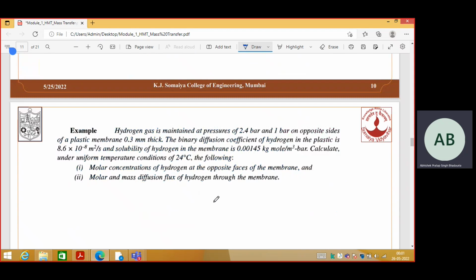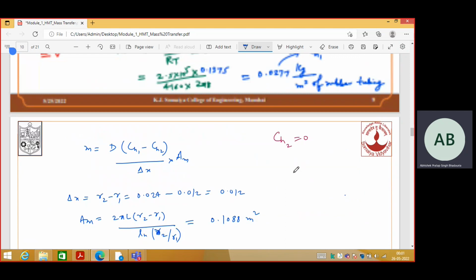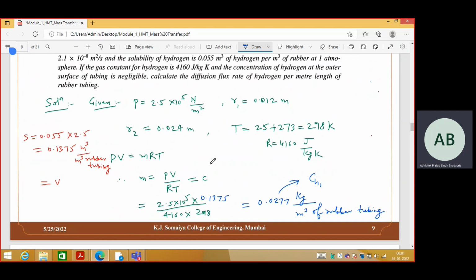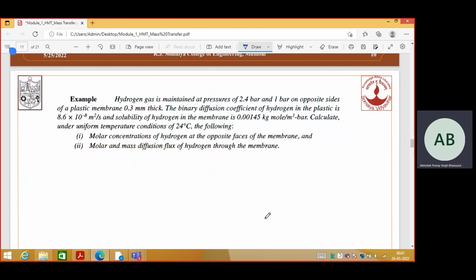Now let's see the second one. Next problem. The problems are very simple. These are formula based problems. Now let's see the next one.